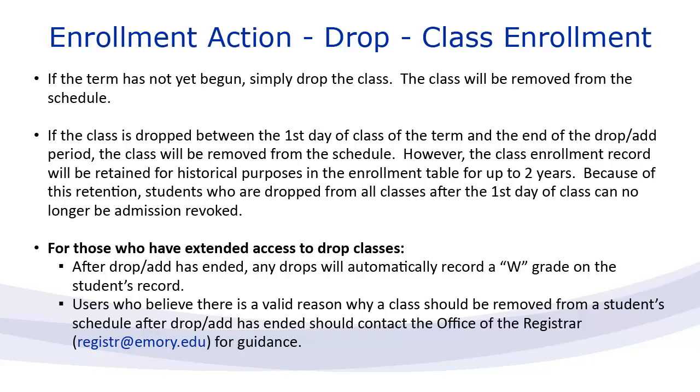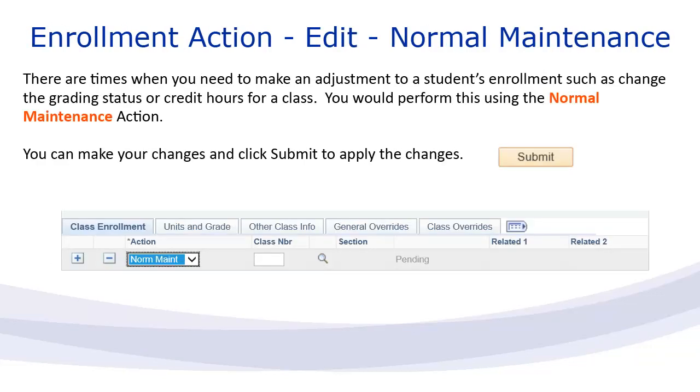For those who have extended access to drop classes after drop add has ended, any drops will automatically record a W grade on the student's record. Users who believe there is a valid reason why a class should be removed from a student's schedule after drop add has ended should contact the Office of the Registrar, registrar@emory.edu, for guidance.